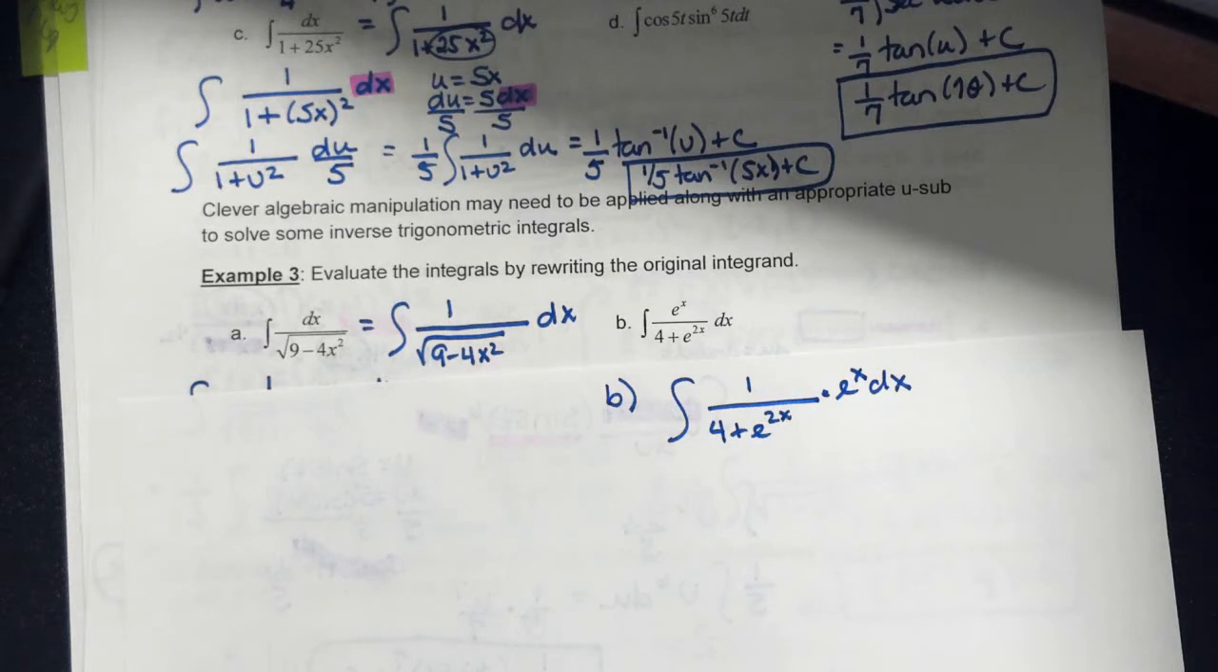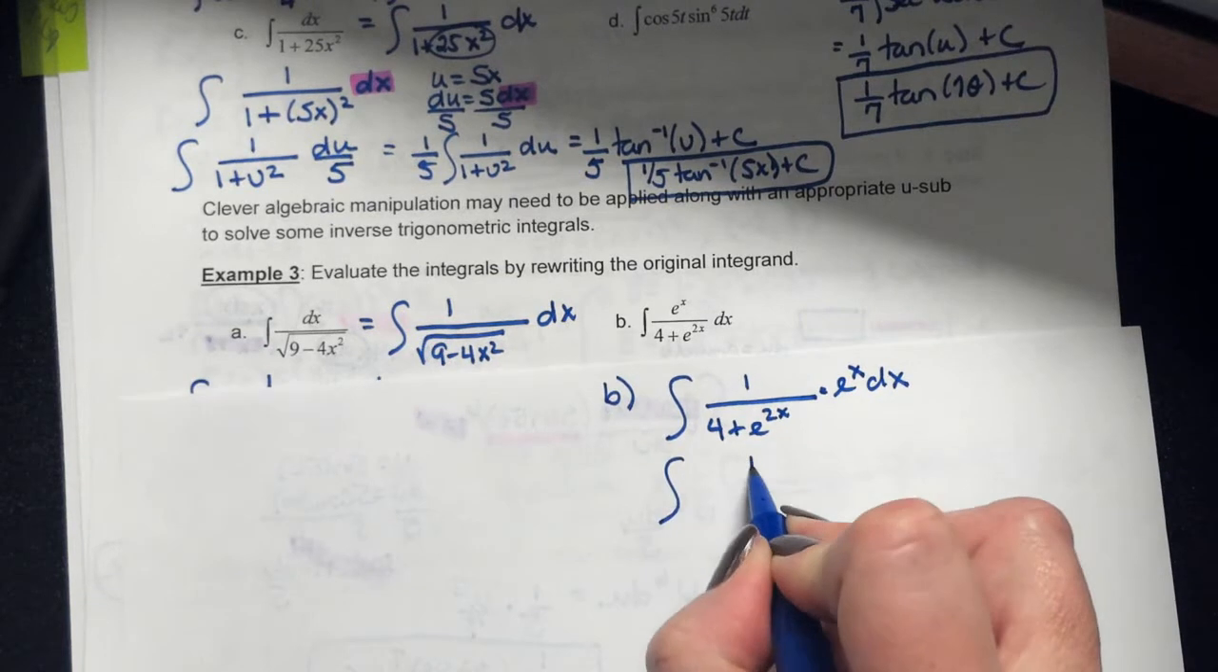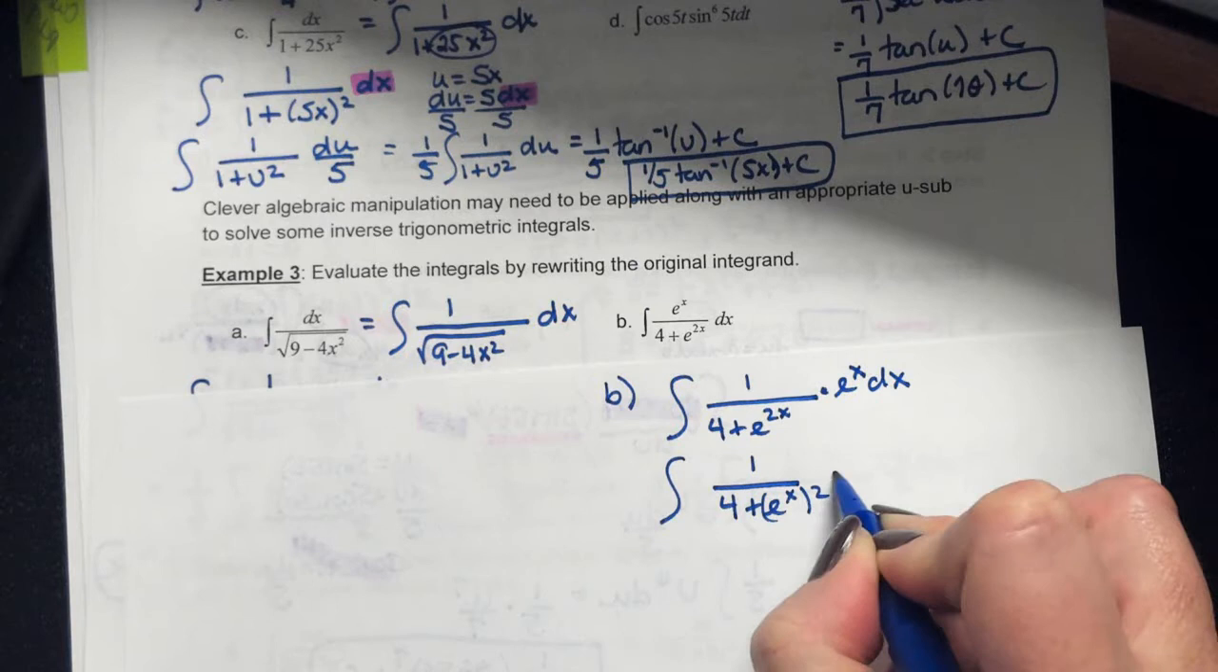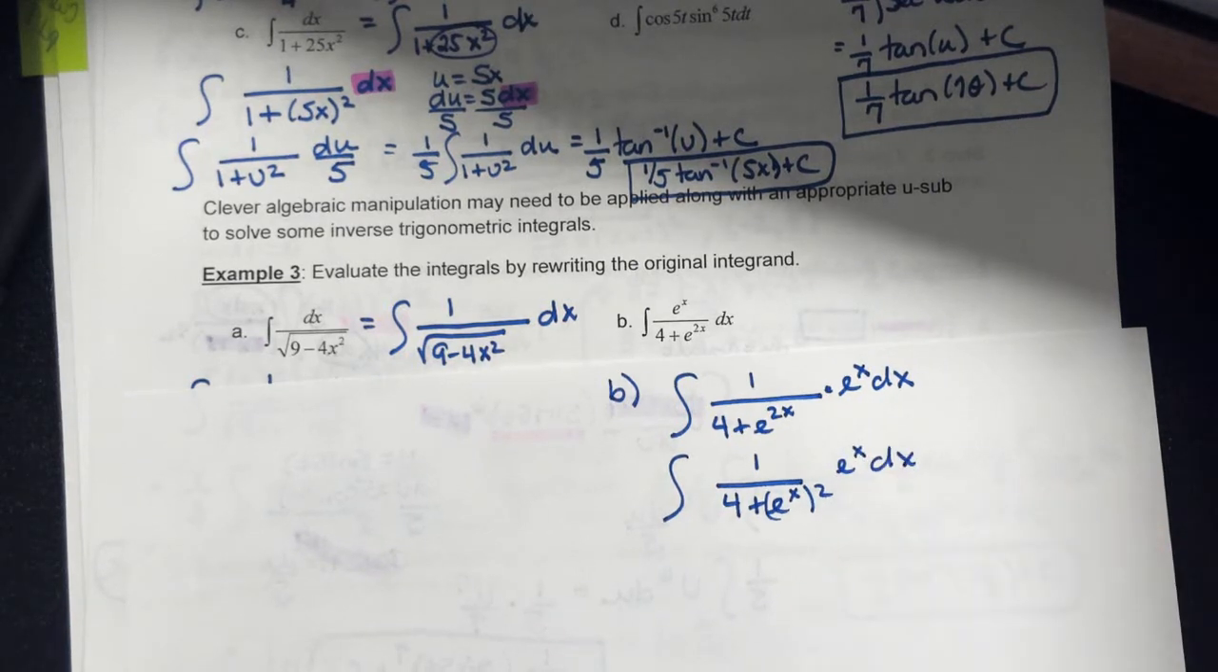What's another way to write that e to the 2x? Think of your properties of exponents, e to the x squared. So if I rewrite this as 1 over 4 plus e to the x squared times e to the x dx. It would be really nice if this 4 was a 1 and this e to the x was just an x squared, because it would look a lot like your integral of what inverse trig function, your inverse tangent. Well, what do I need here?